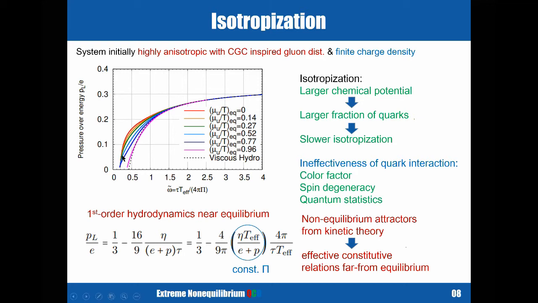But overall, we see a sort of universal building up of the isotropization between different chemical potentials. And this first order hydrodynamic constitutive relation works in the near equilibrium case, and our calculation provided by the kinetic theory is providing us an effective constitutive relation, which also works for the far from equilibrium case.